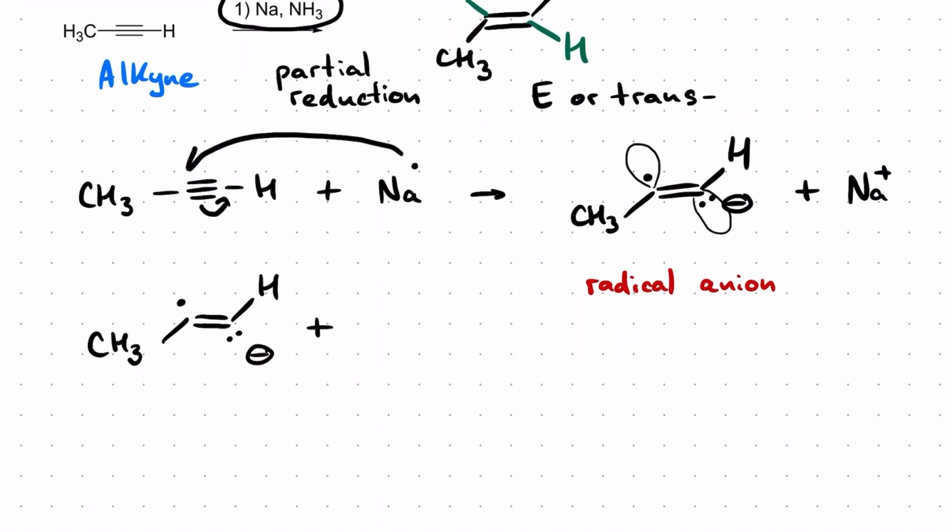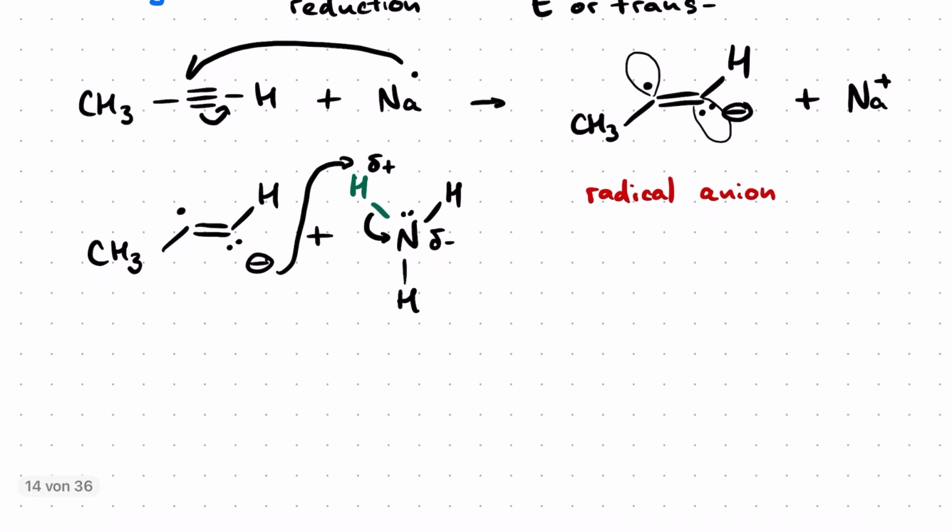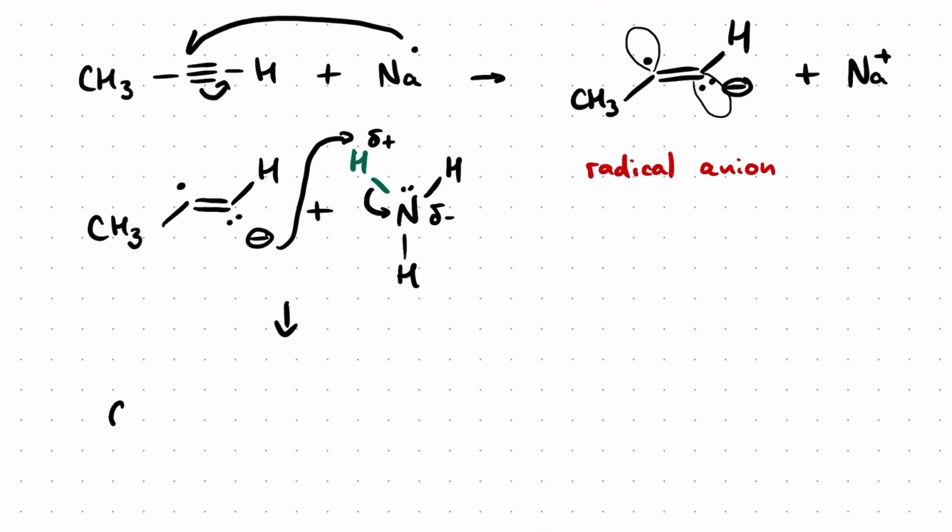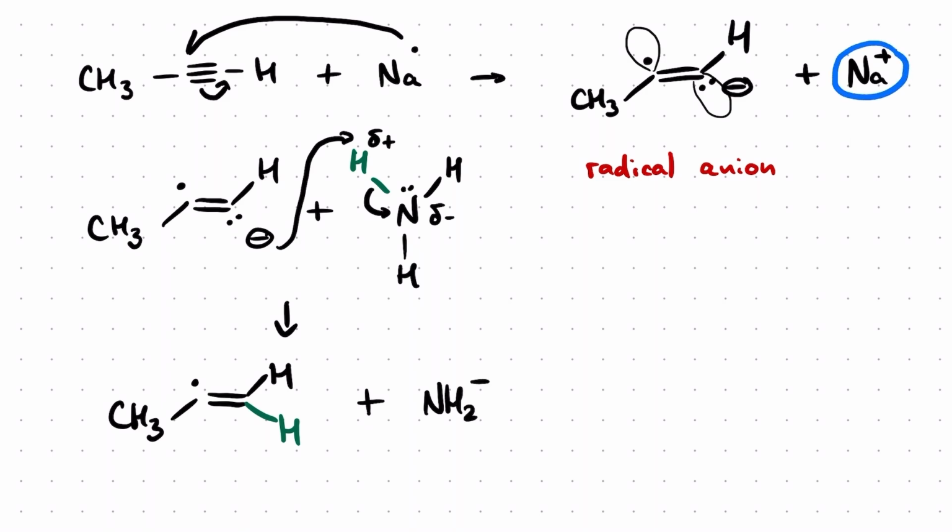Now, since we have a negative charge on the carbon, the compound acts as a base. Negatively charged carbon attacks the partially positively charged hydrogen. And as a result, we get an alkene radical and the amide anion. This amide anion finds the sodium cation that was produced before, and they neutralize each other.